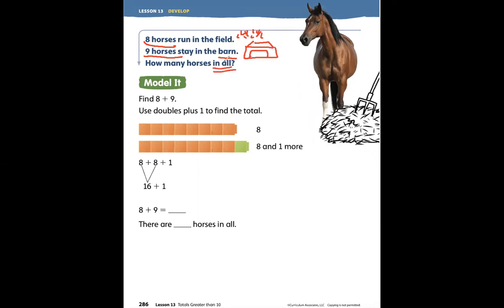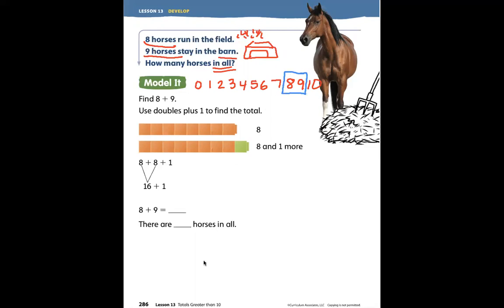When we're looking at numbers like 8 and 9, we can see that they come right after each other on a number line. Let's make a number line from 0 to 10. 0, 1, 2, 3, 4, 5, 6, 7, 8, 9, 10. We can see that 8 and 9 are neighbor numbers.